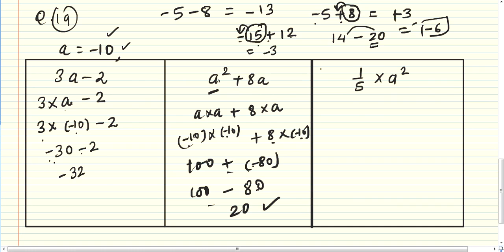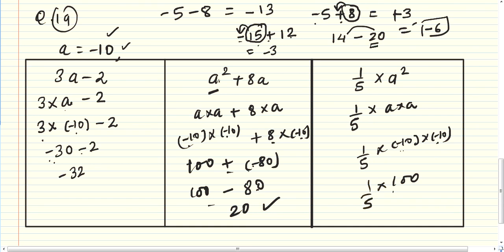Next is 1 by 5 into a square. So 1 by 5 will be same, into a square means what? a into a. So 1 by 5 into minus 10 into minus 10. So again minus into minus is plus, and 10 into 10, 100 into 1 by 5. 5 ones are 5, 5 twenties are 100. So 20 is your required answer.